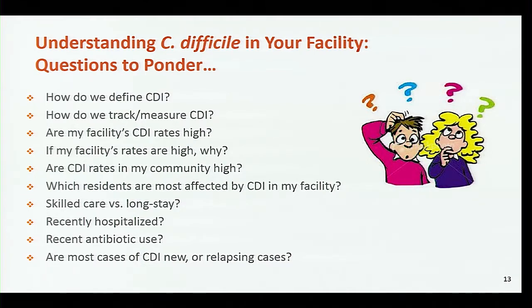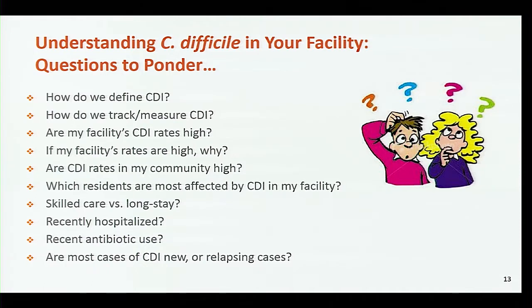You may know a resident here and a resident there, but how do you really know down to a unit level what the risks are in your facility? Do you know if your rates are high? Are they high? Are they low? Are they comparable to your neighboring long-term care facility or to your acute care facility? And if your rates are high, why?